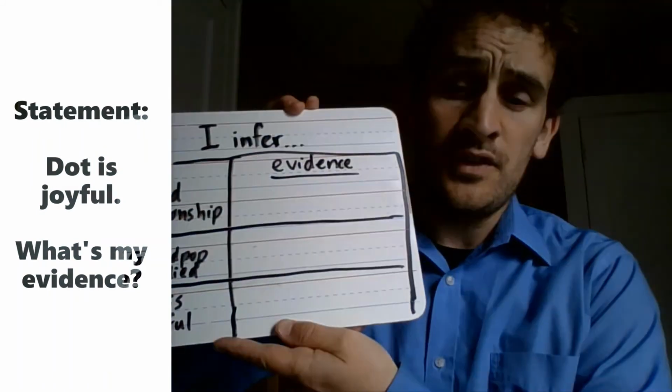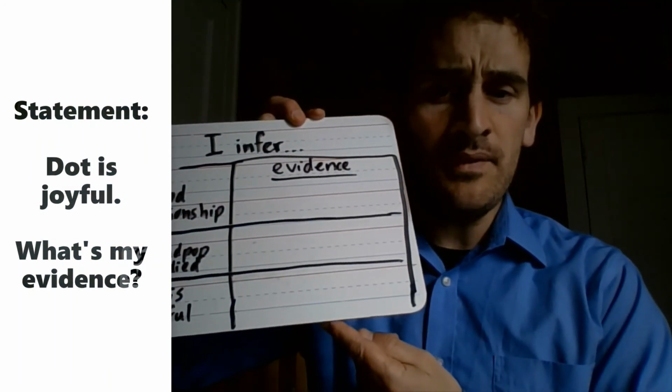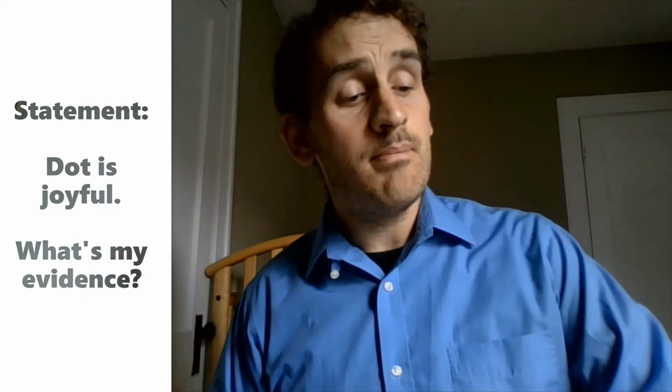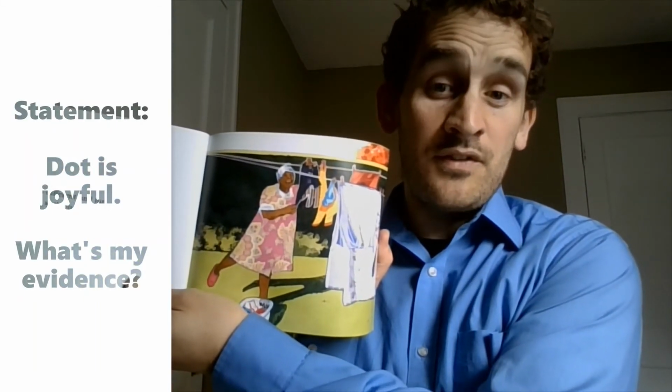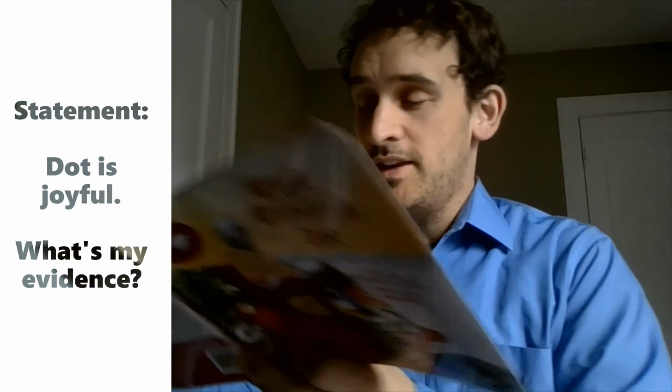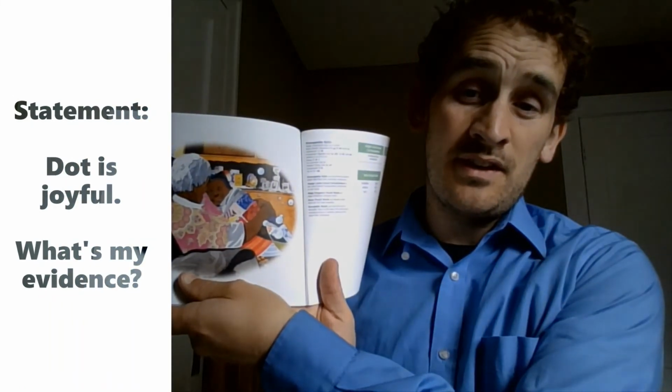Dot is joyful is my next statement. What's my evidence? Okay, my evidence for this is that she wears vivid colors. She's smiling on almost every page. She cuddles him. She loves him. She just spends time doing all the things that he does. And there's a lot of love in this book.